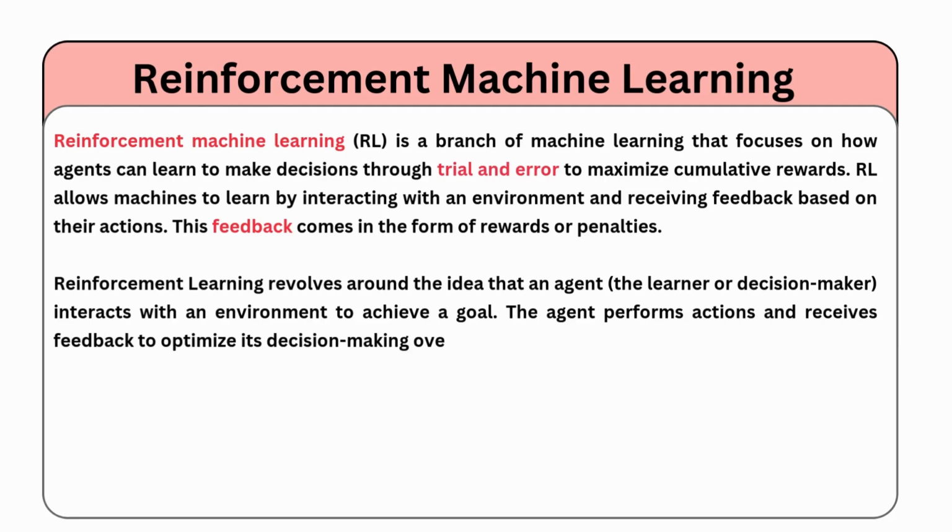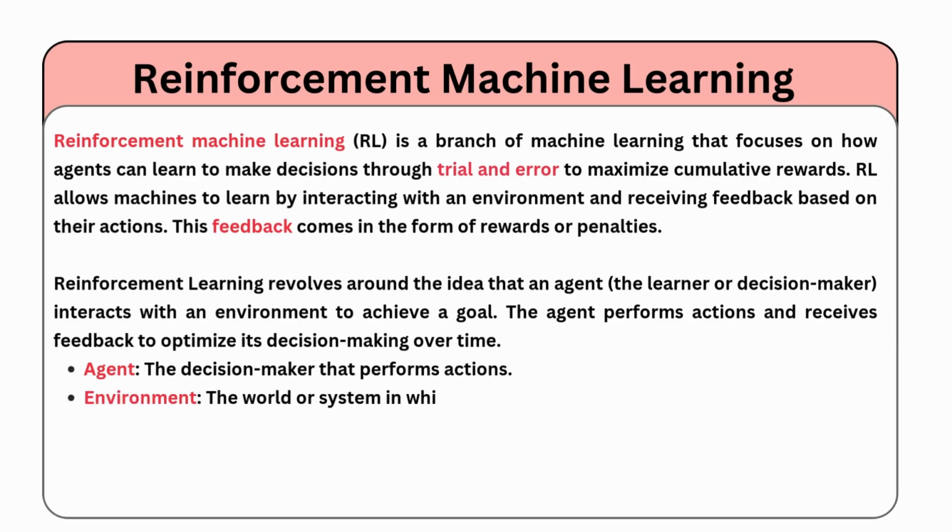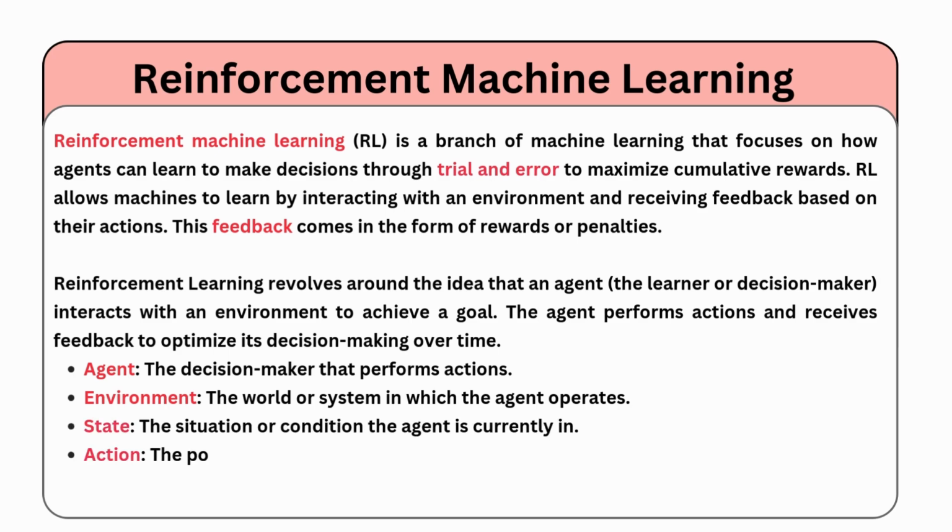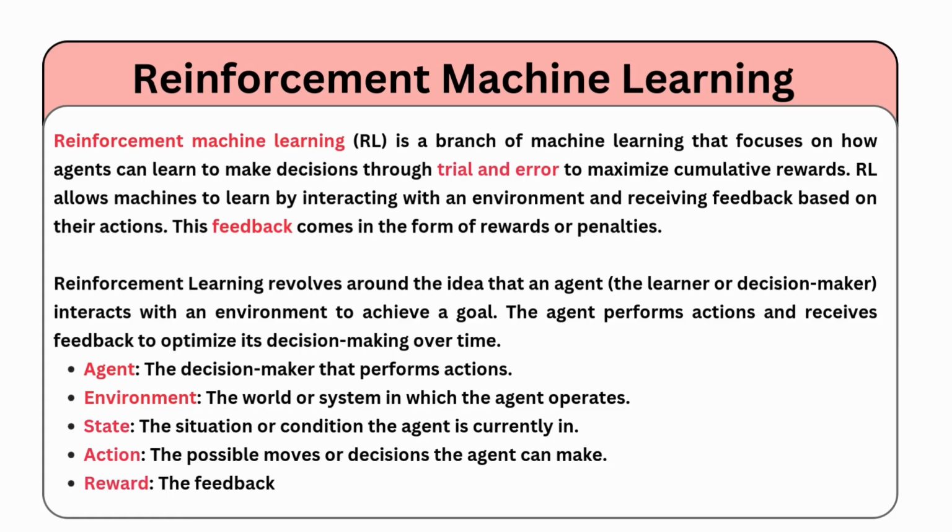Agent, the decision maker that performs the action. Environment, the world or system in which the agent operates. State, the situation or condition the agent is currently in. Action, the possible moves or decisions the agent can make. Reward, the feedback or result from the environment based on the agent's action.